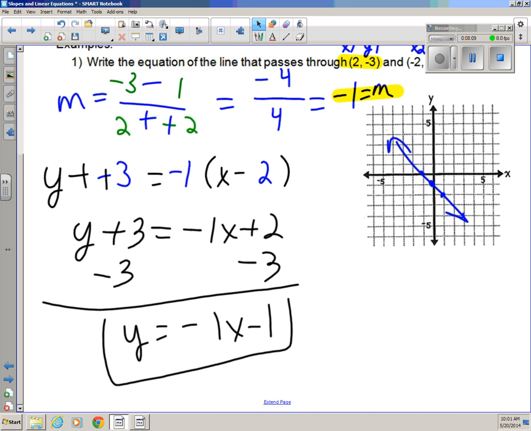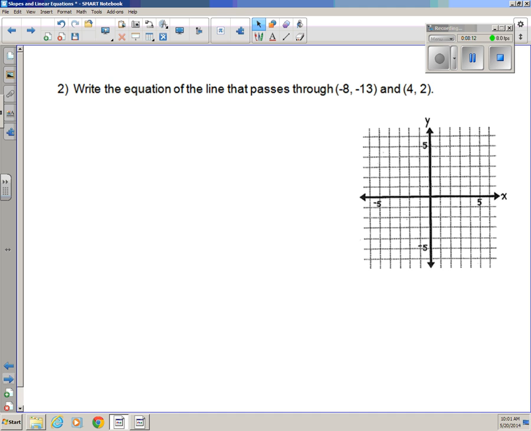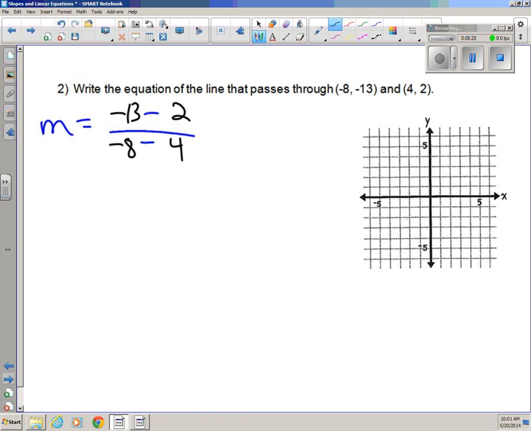Just got one more to do, and then you should be good. Write the equation of the line that passes through these 2 points. So again, I find my slope, and I have to do my changes in the y's, which would be -13 is y1, 2 is y2, and then -8 is x1, and 4 is x2. When I actually do the math, I get -15 over -12. Double negatives become a positive, and I can divide both of those things by 3, and then I get 5/4 equals my slope. Not a big deal that it's a fraction, okay, it shouldn't matter.